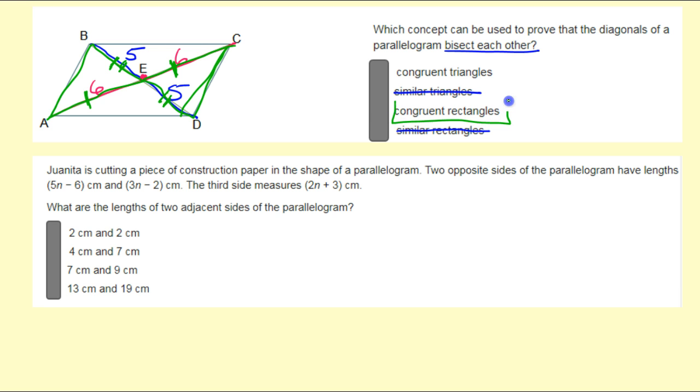So this is going to be the answer right here. Oh, whoops, I just put a box around rectangles. Can't be rectangles. There are no rectangles. Even the whole shape is a parallelogram. It's not a rectangle. It has to be this first answer, congruent triangles.